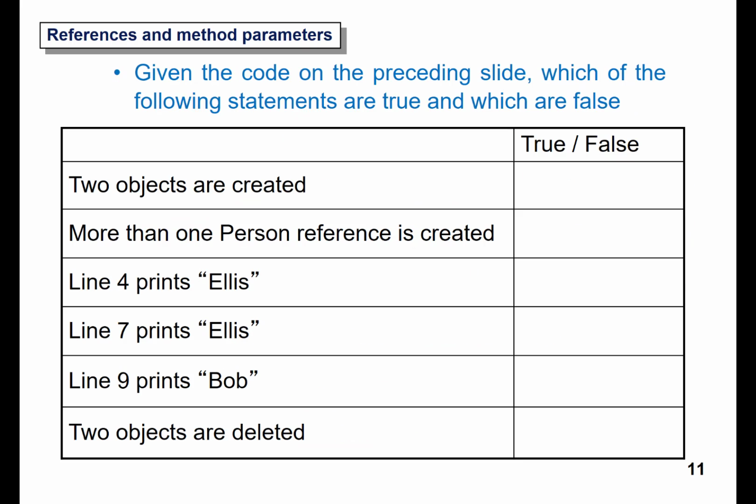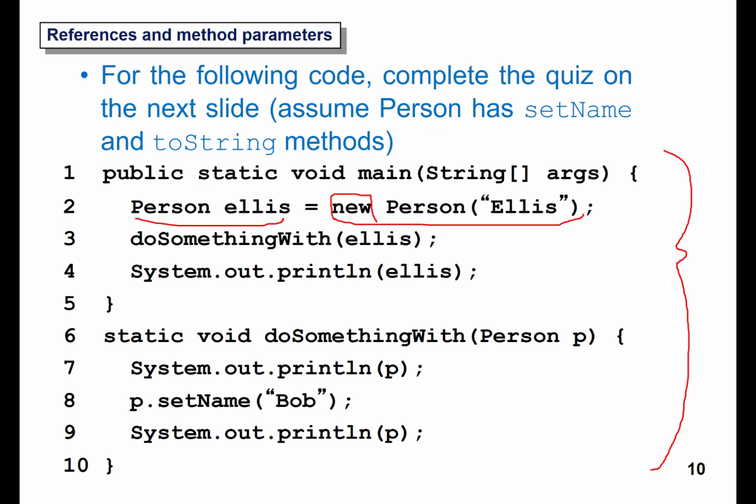Second question, has more than one Person reference been created? So let's have a look. I've got one Person reference here, and I've got another Person reference here. So we've got two different Person references, and one of the Person references is called Ellis, and the second Person reference is P. So there are two Person references.